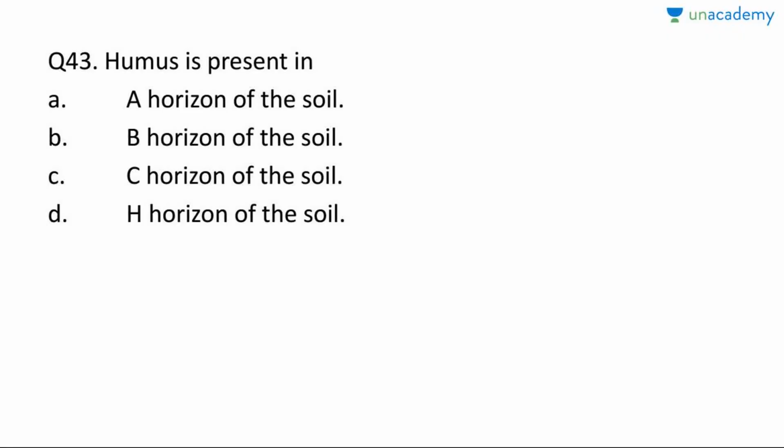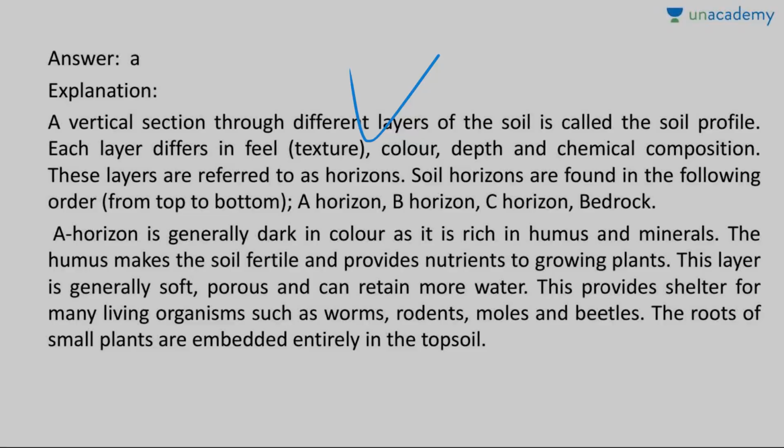Humus is present in which of the following layers of the soil? Again, it is very important. So humus is present in the topsoil. So here the answer is A. The A horizon of the soil is where the humus is present.